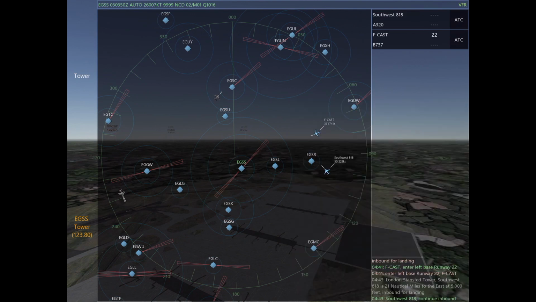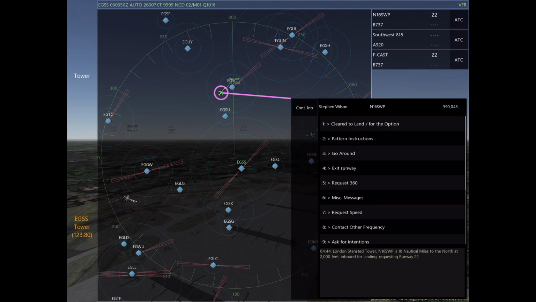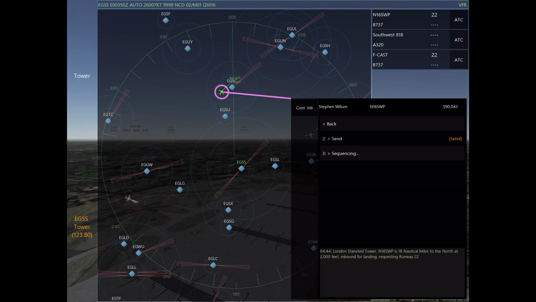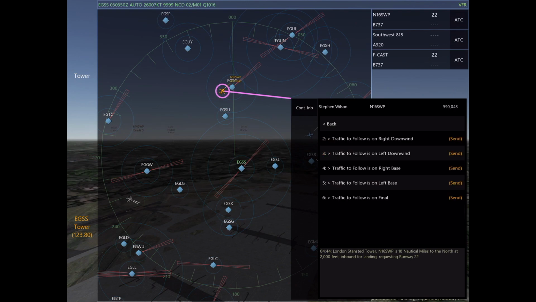So we've told him continue inbound, and then the next person we want to talk to is November 16 Sierra Whiskey Papa. Now, based on his location, I'm going to tell him to enter a right base for runway 22. I know for a fact that he's going to be number 3, and so we'll go and tell him number 3, traffic to follow is on left base.